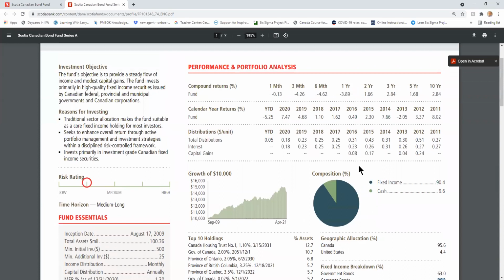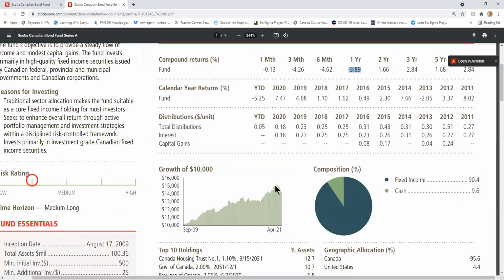And now we look at the returns. You can see here, for the last 1 year, it actually lost money. This dip going down shows that in the last 1 year, the bond fund actually lost money. So that's why there's no guarantee, even in the money market funds. But the year before is 1.66, 2.84, 1.68, and 10-year is 2.84. So overall, it has varied.